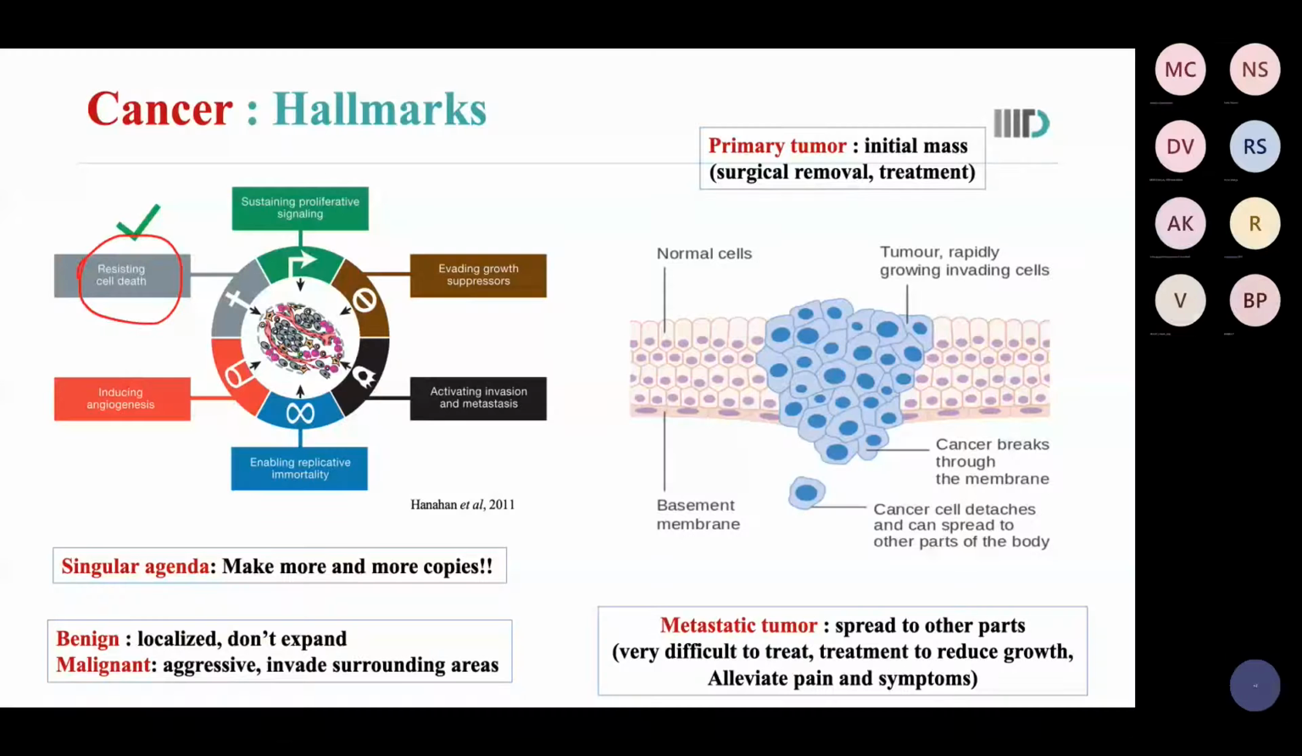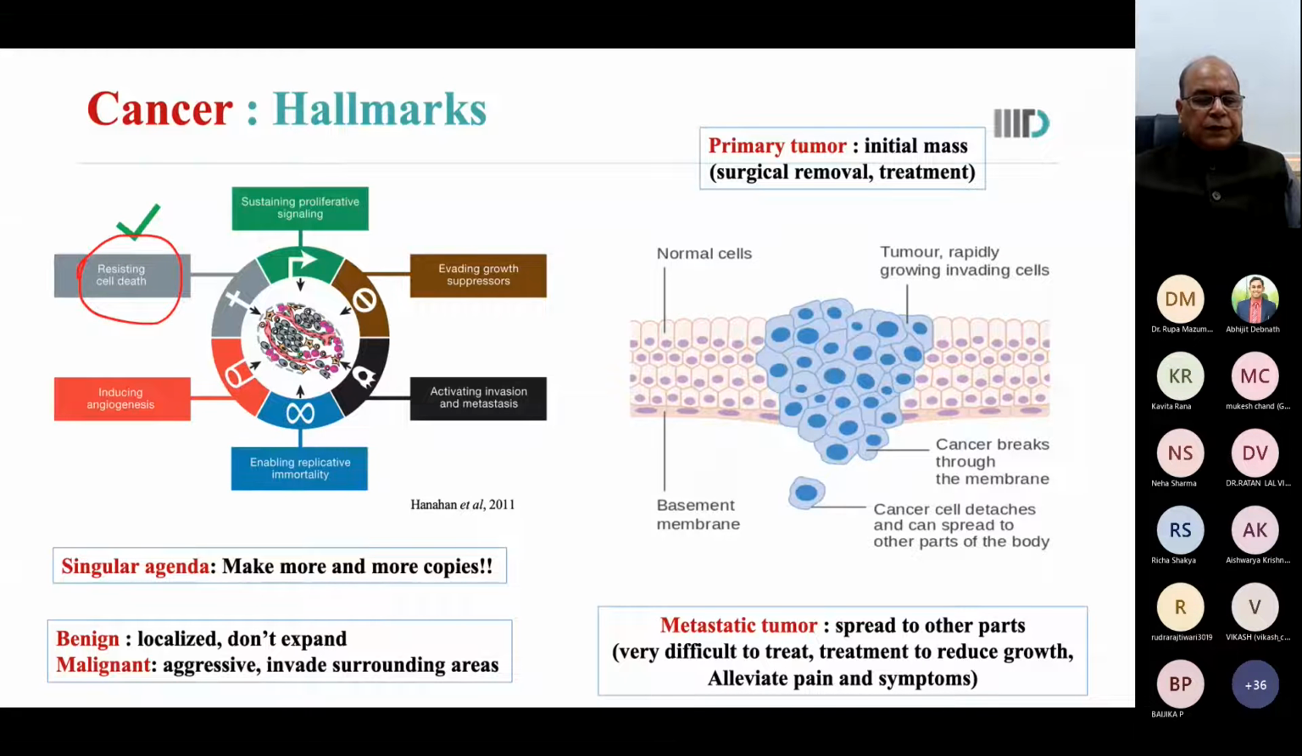Resisting cell death so that cells survive for a long time, sustaining proliferation signaling, evading growth suppressors. So these are some hallmarks of cancer, which are important properties for any cancer. Then it may be metastatic, or it may be a localized tumor, or cells may detach from the tumor and go to other parts, which is called a metastatic tumor.